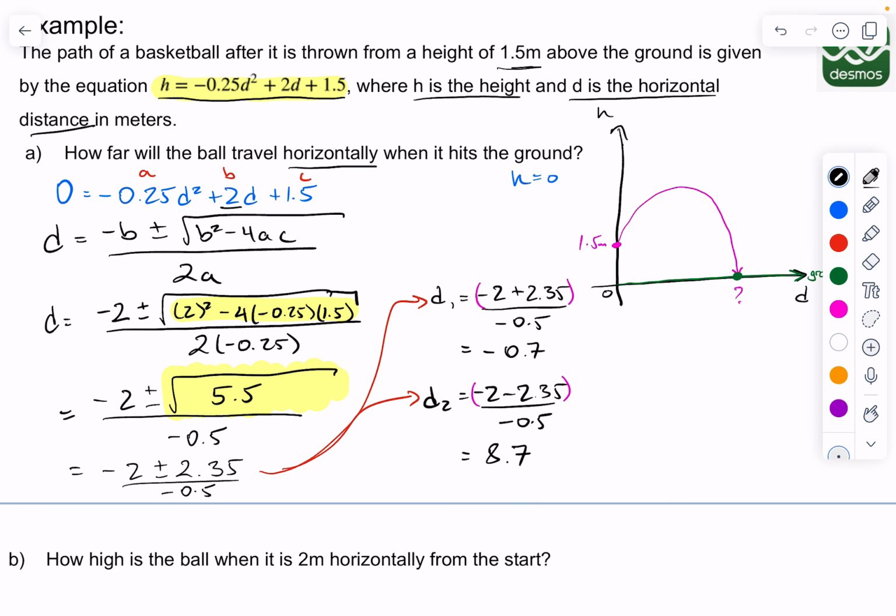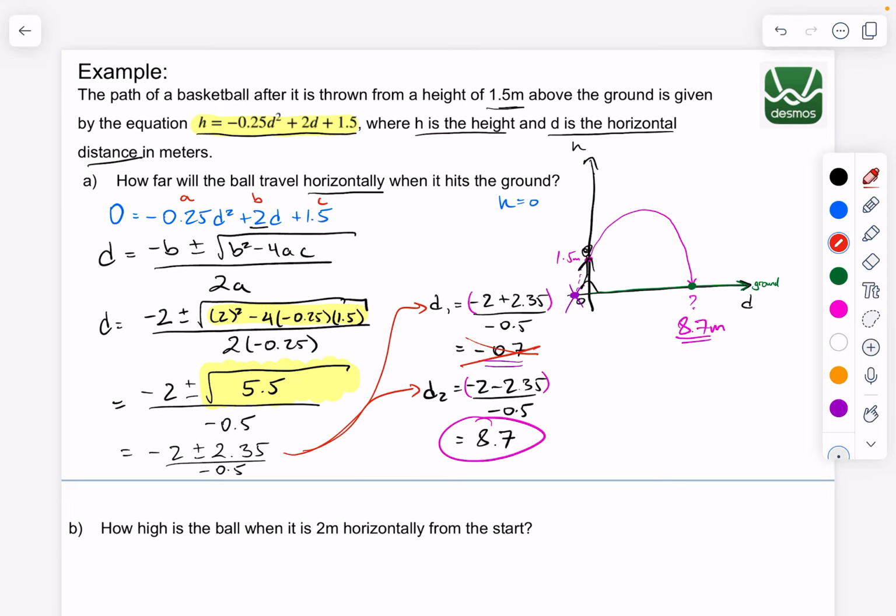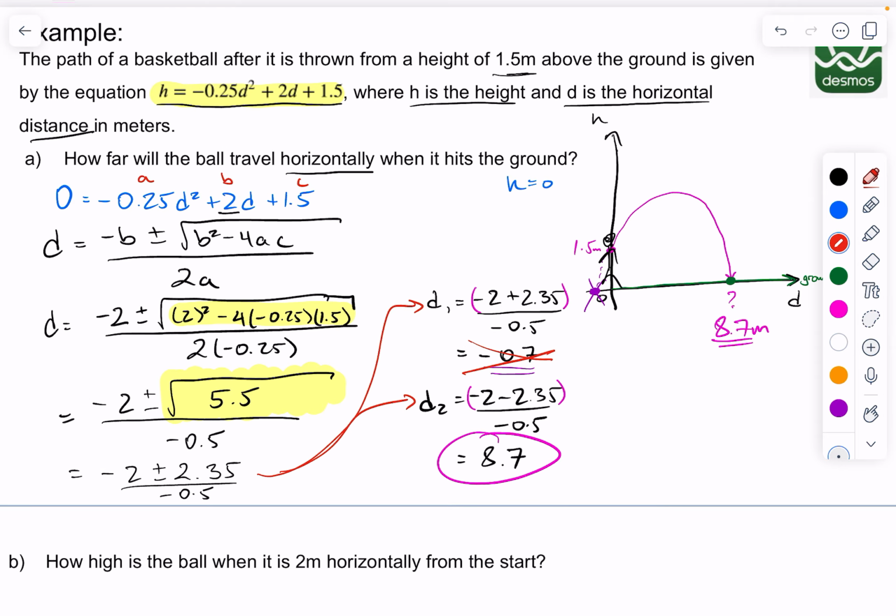Okay, so what does this mean? So this negative 0.7, well, that's a d-value that's somewhere over here, right? If I continue this, that's where it would be. But that doesn't actually matter because the ball actually gets thrown right here, right? Like if I'm standing here, that's where the ball got thrown, right? So that means that the only answer that actually makes sense is this positive one, 8.7 meters. So that's our answer, and this one we don't count. So how far was the travel horizontally when it hits the ground? 8.7 meters. Okay?